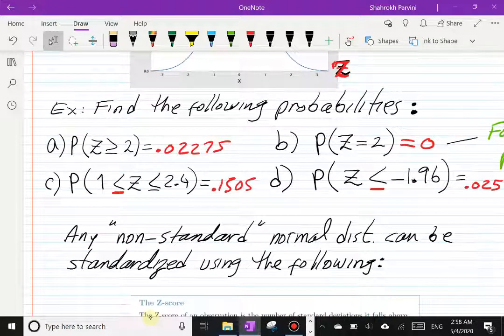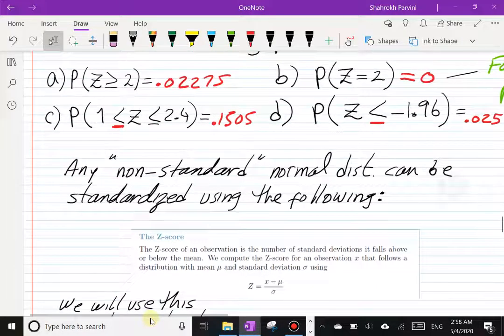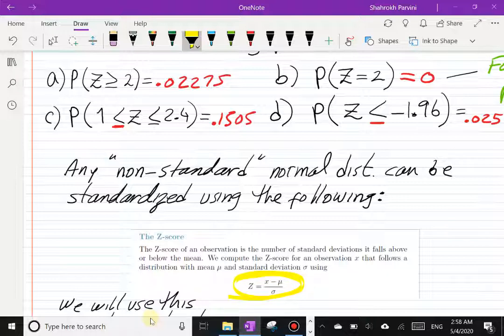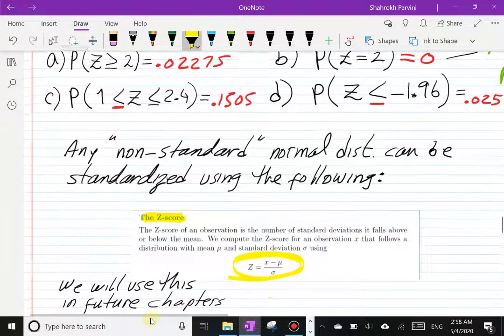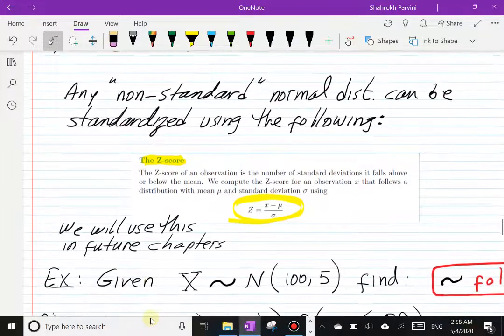Now, something that's in your book, in every statistics textbook, is that if we have a non-standard normal distribution, we can actually standardize it to where it turns into a mean zero, deviation one normal distribution through this transformation right in here. And that's how you create the z-scores. We use this in future chapters, then I'll tell you more about it. But for now, we don't need it.